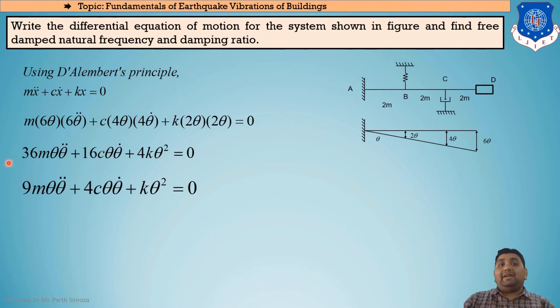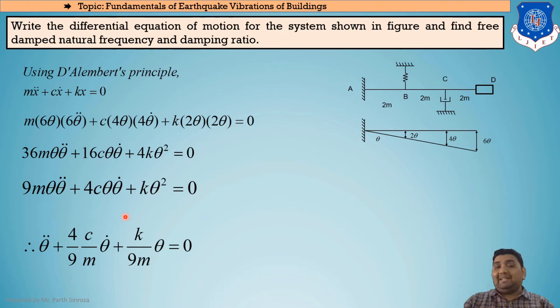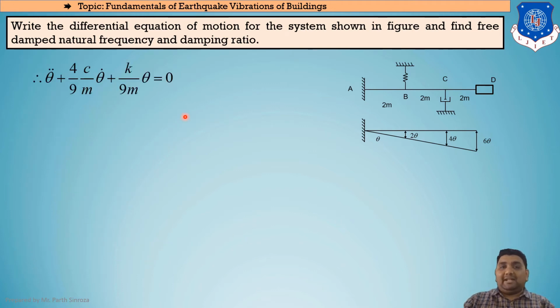So now dividing by 4 on both sides, we get 9m theta double dot plus 4c theta dot plus k theta square equal to 0. Now we will be dividing by 9m theta throughout, and then we get theta double dot plus 4 by 9 c by m theta dot plus k upon 9m theta equal to 0. We are getting this equation by dividing the upper equation by 9m theta. Clear? So this was the term that we are getting.